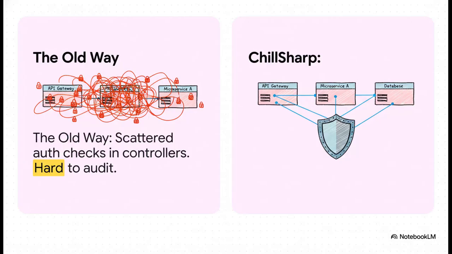Now, let's talk about something absolutely critical, security, because this is a real game changer. The old way involves scattering if statements and authorization checks all over your controller logic. It was a nightmare to audit and just so easy to miss something. ChillSharp flips that completely on its head. You define these clear declarative rules for users and roles, assigning permissions to entire modules, specific entities, or even down to individual properties. It's all centralized, it's easy to manage, and it follows a default deny security posture. If you don't explicitly say yes, the answer is no.